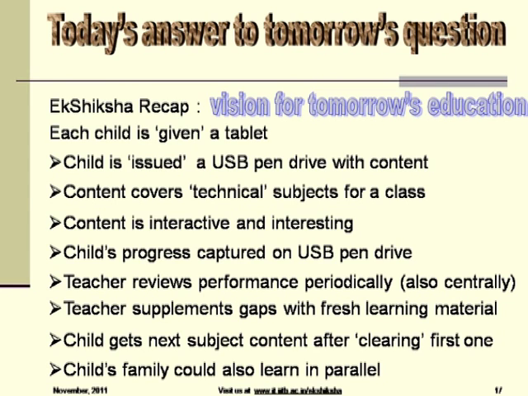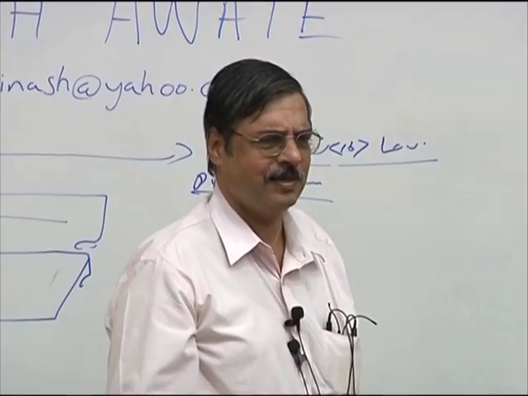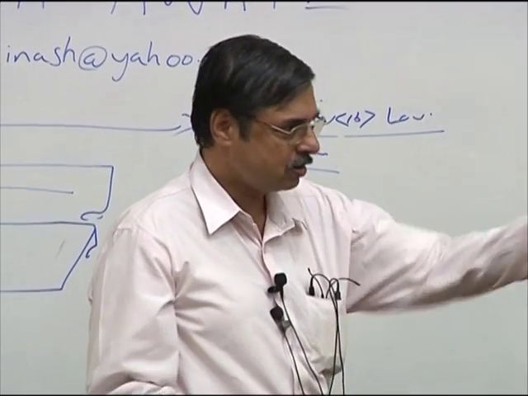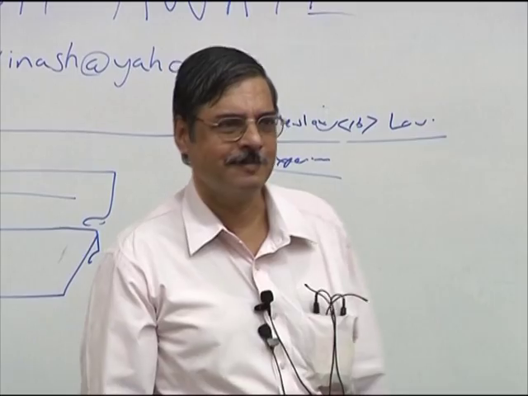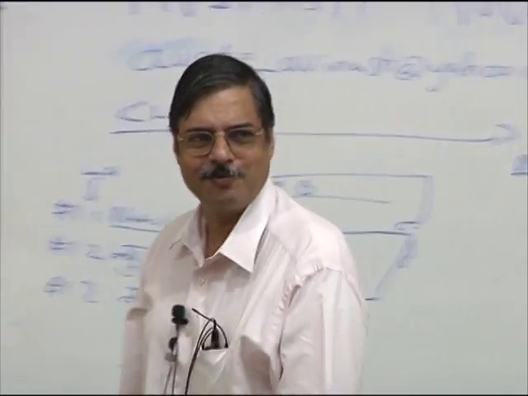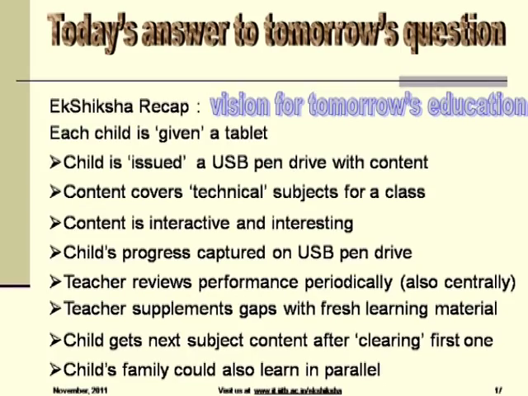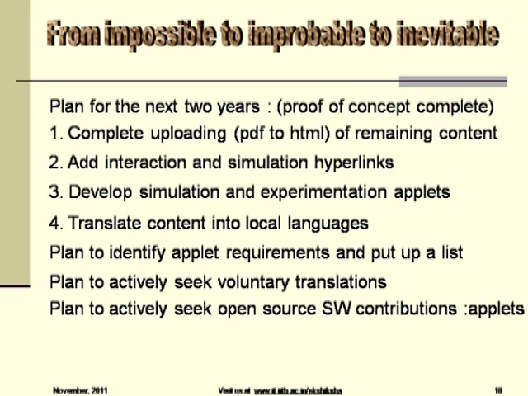The teacher reviews performance periodically, also centrally. The teacher supplements gaps with fresh learning material. The child gets next subject content after clearing the first one. Assess as you learn, not 35%, 100%. If he has not understood a concept, make him understand. It is not so difficult. I went through 6th standard, it is easy. You can do it. Go and read the book, not difficult at all. Why can the child not do it? He can do it. The child's family could also learn.